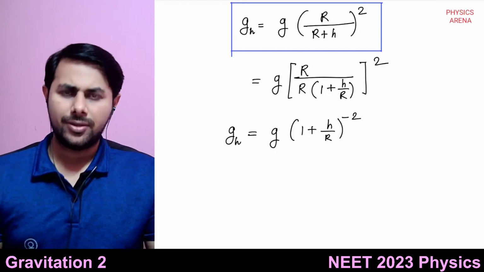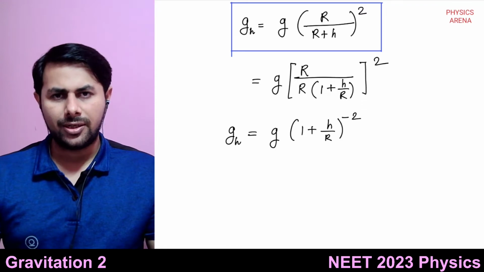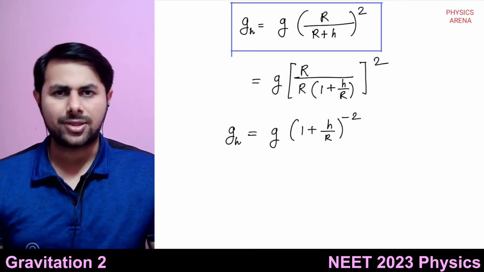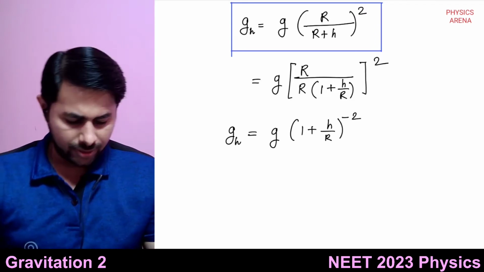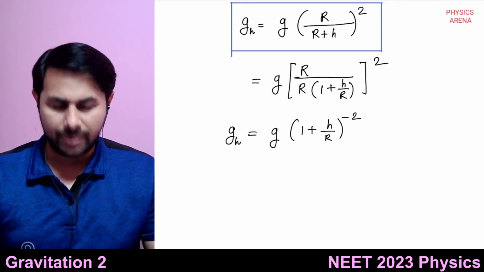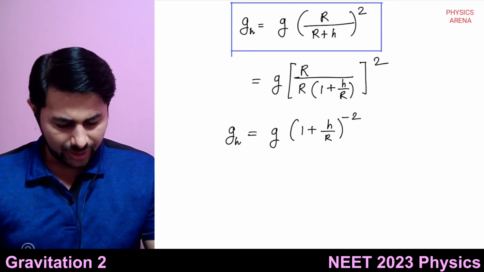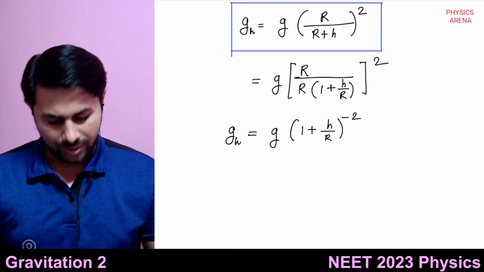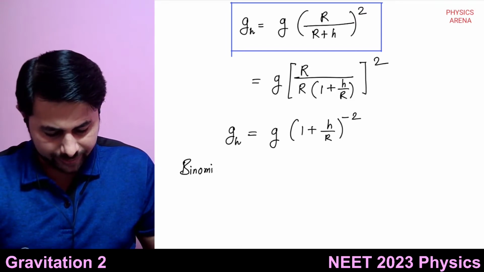Okay, it is 1 upon 1 plus h upon r raised to 2, or if you take it into the numerator, then it becomes 1 plus h upon r raised to minus 2. So is it clear till this point? Okay, so we'll find out an approximate formula for the acceleration due to gravity at height h, and for that we need to make use of a theorem which is known as binomial theorem.